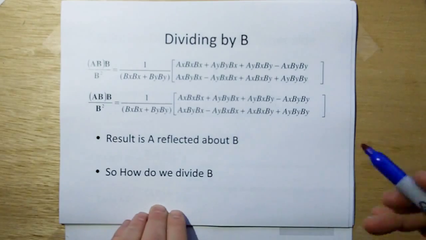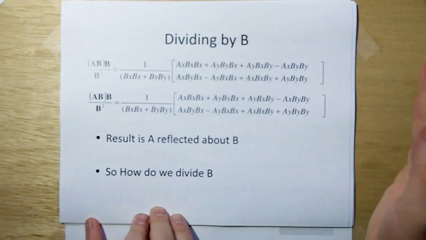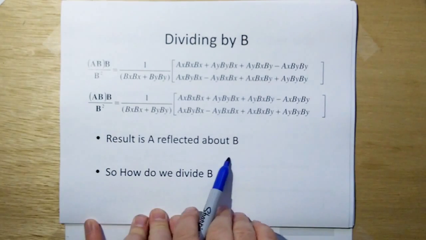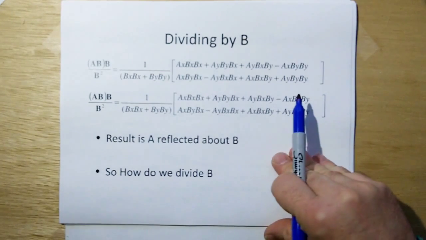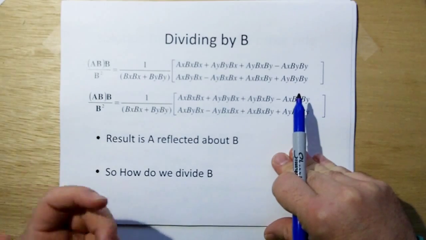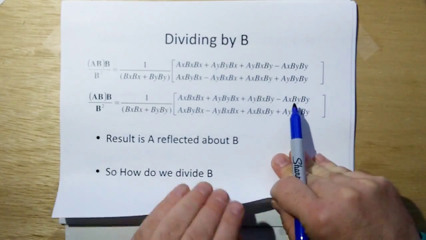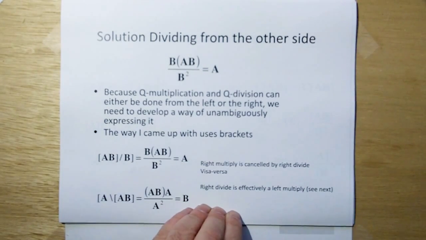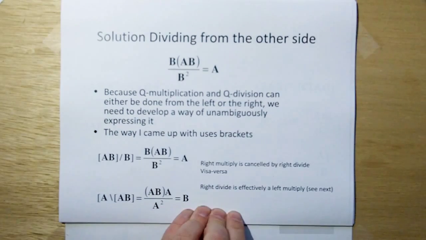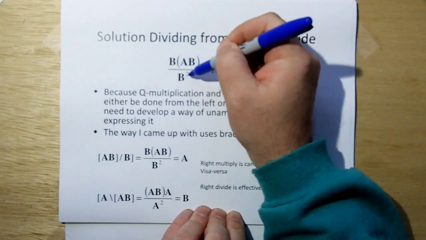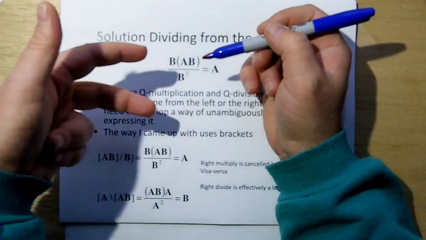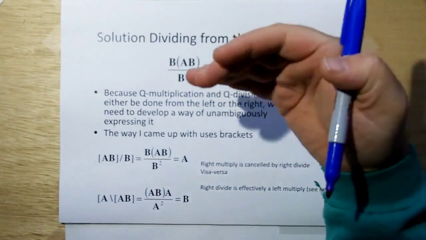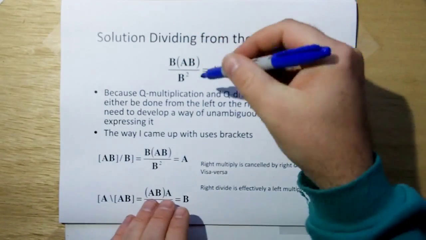Now, on the other hand, if we substituted B to divide by B instead of dividing by A, we end up with a mess which turns out to be the reflection of A about B. So how do we divide by B? This means that division, like multiplication, is left and right sensitive. And the solution to dividing by B is to divide B from the other side. So in other words, if you left multiply both sides by B, whereas in the previous example we right multiplied, then you end up with the right answer.